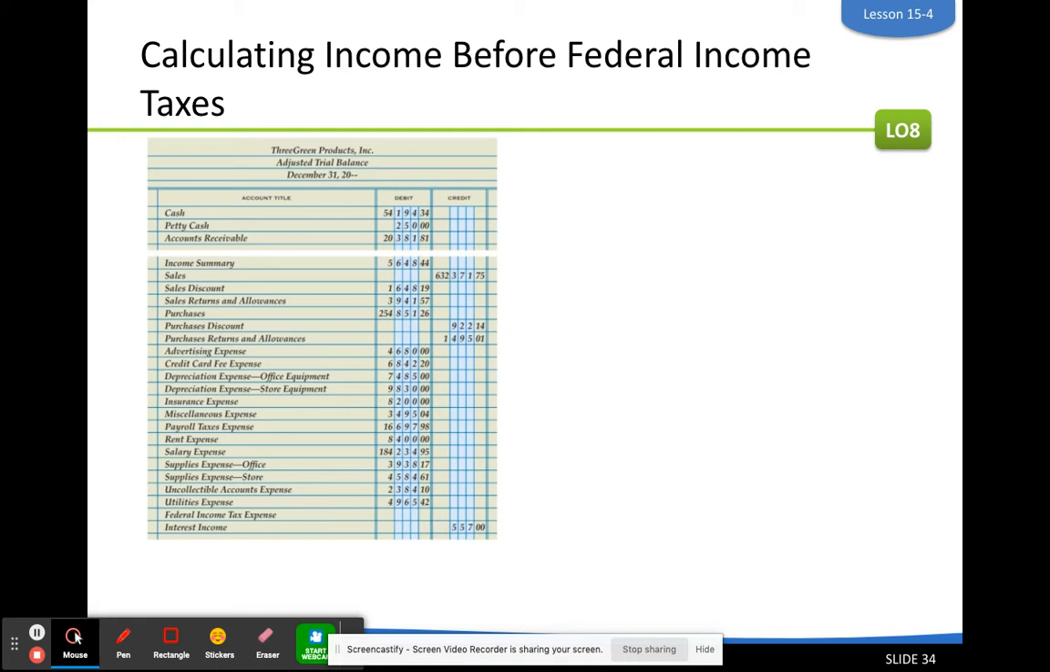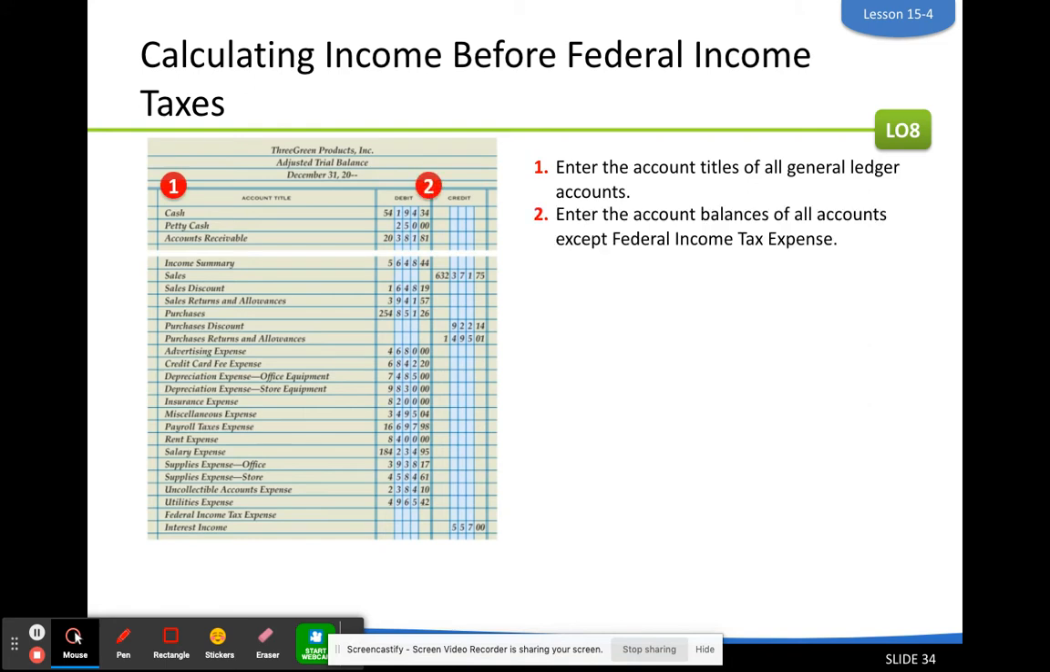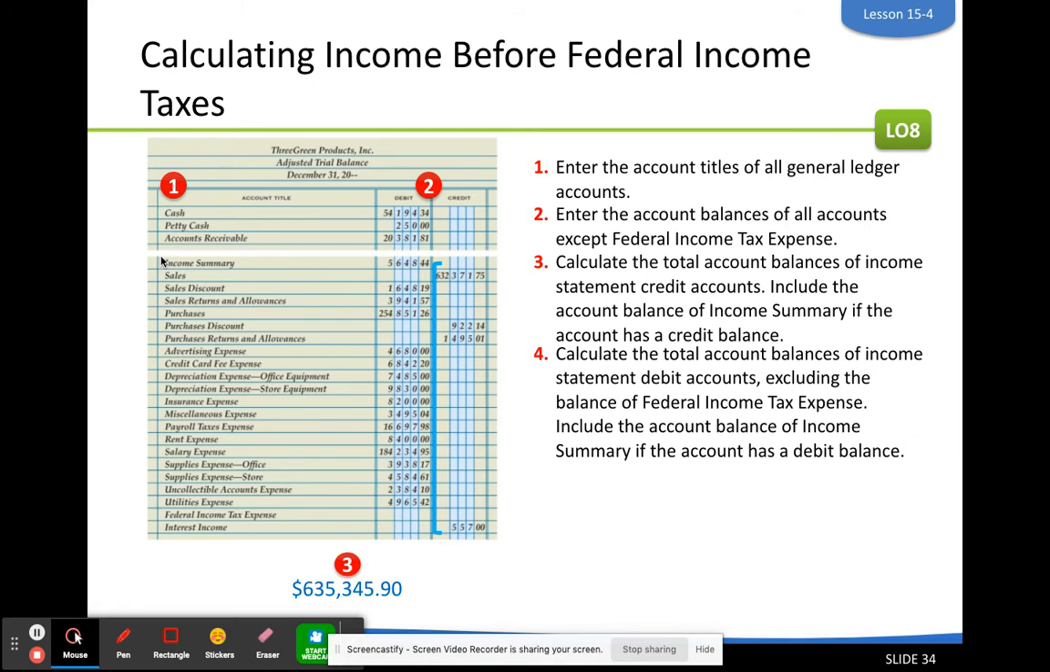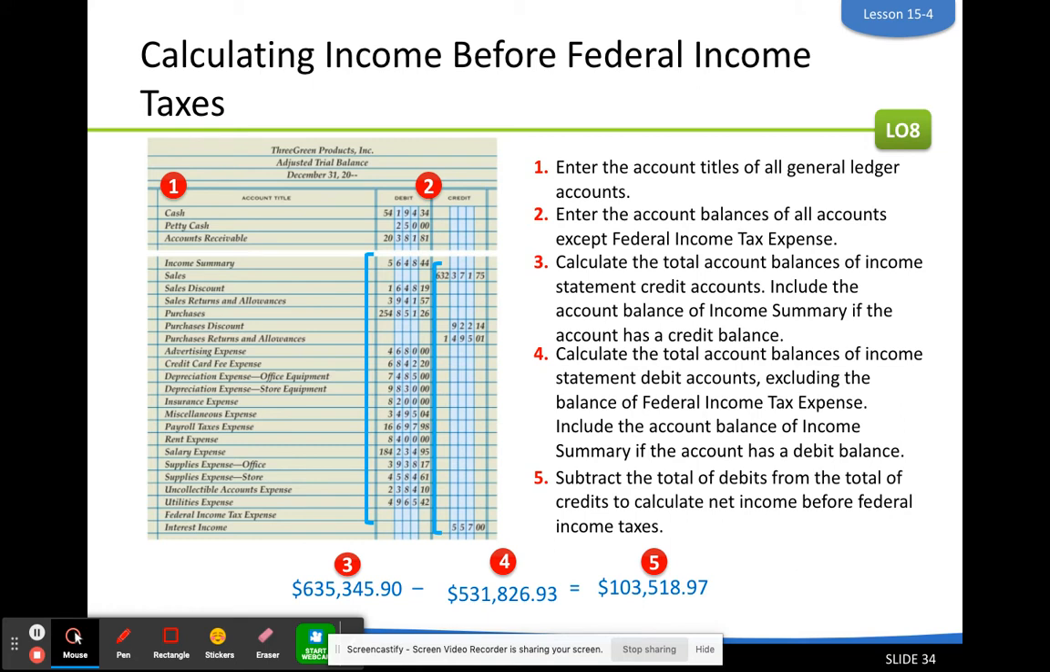We will use these numbers in order to calculate our net income, starting with getting our account titles and our account balances from our updated ledger. And then we will use all of the numbers below income summary. That is the account title right here in the middle. Everything below income summary are the accounts that go into the income statement. We are going to use those accounts from the income statement to calculate our net income. So add up all of our credits, add up all the debits, subtract the two, and that $103,000 amount is our net income.